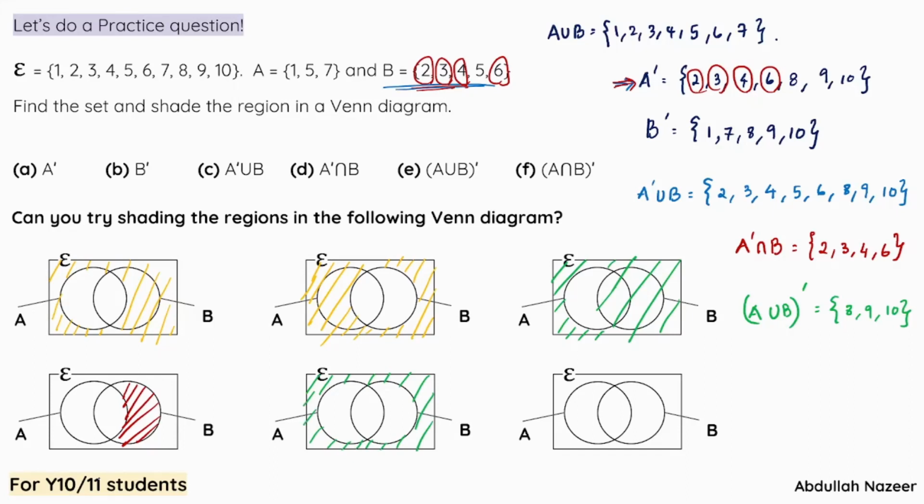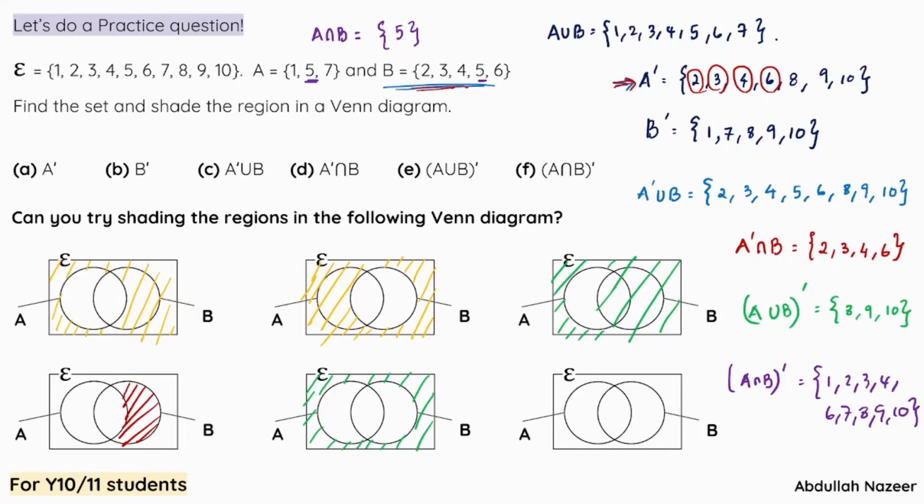Alright. And then for the last question, it's A intersection B complement. So let's find what is A intersection B. What's common between A and B? So A intersection B. Well, if you see here, the only thing that is common between A and B is the number 5. So A intersection B would be 5. Now then, what is A intersection B complement? Well, that would be everything other than 5. So 1, 2, 3, 4, 6, 7, 8, 9, 10.